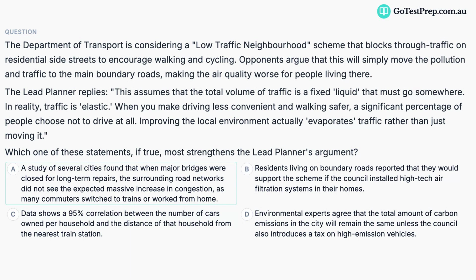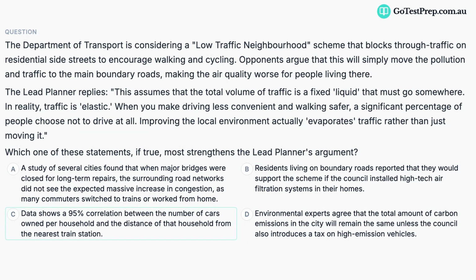Option A is, a study of several cities found that when major bridges were closed for long-term repairs, the surrounding road networks did not see the expected massive increase in congestion, as many commuters switched to trains or worked from home. Option B is, residents living on boundary roads reported that they would support the scheme if the council installed high-tech air filtration systems in their homes.